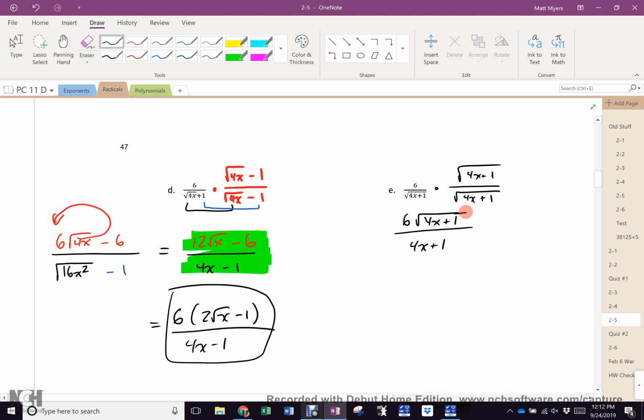Now, is it done? This is what I mean by it's going to get tricky. Is it done? Jacob says I can bring out this 2. Can I?